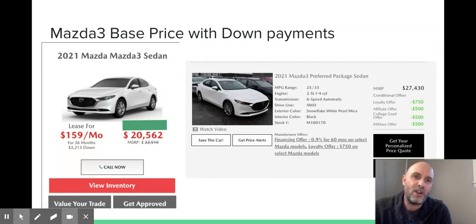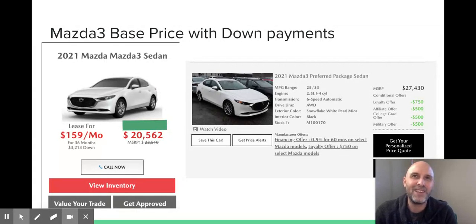Another example that you see all the time: Mazda has a lot of, and I'm not picking on Mazda, I'm just using it as an example. It's very clear to show they have really good loyalty offers, really good affiliate offers, a really good college grad program, a really good military offer. Right there, that's $2,250 in discounts. Unless you're a ROTC senior in college currently driving a Mazda who's been referred by somebody, you're not getting all those discounts.